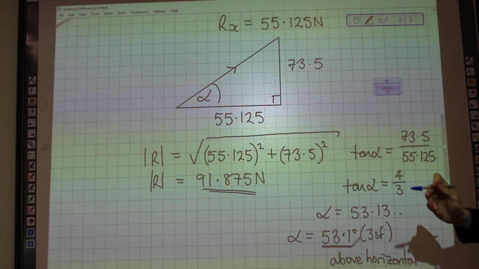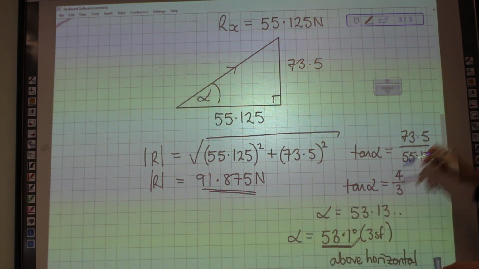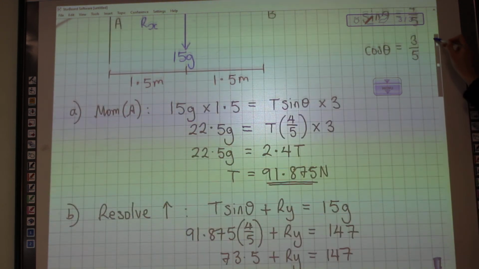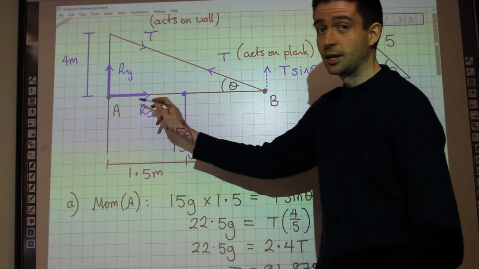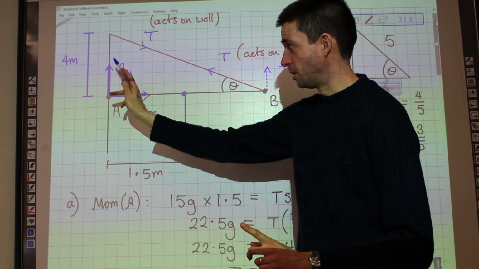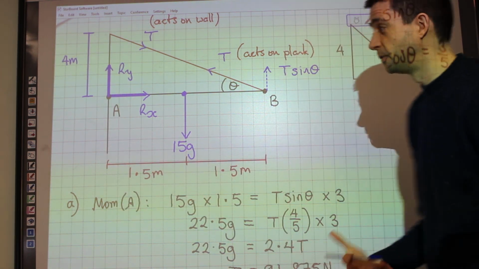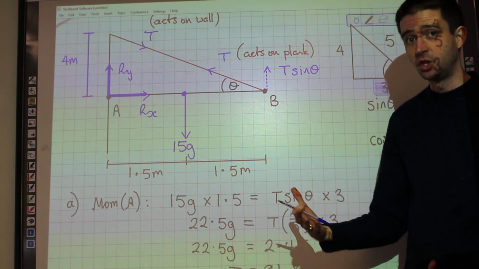So key point for this is, if you have a hinge, then you have to consider that at the point where the hinge is happening, there is a horizontal component of reaction, there is a vertical component of reaction, and you may be asked to find the resultant of that, the magnitude and the direction.